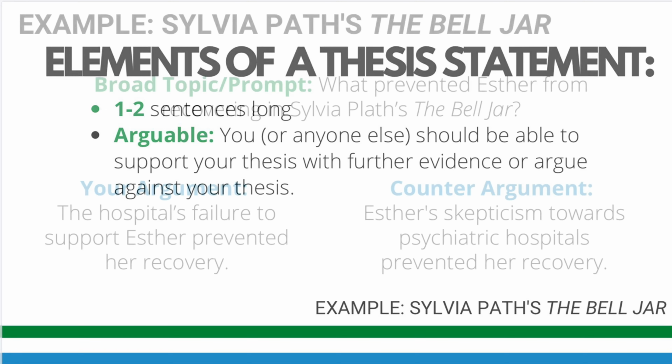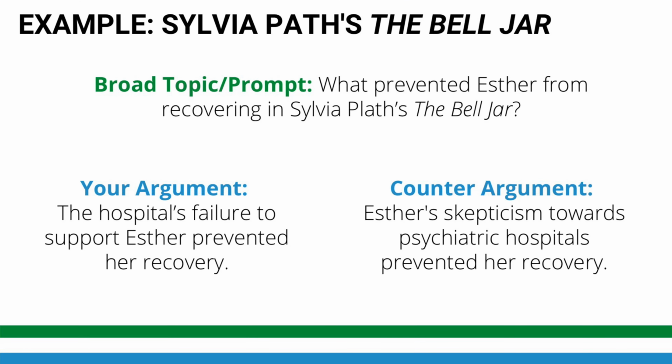For example, if we were to use the topic of what prevented Esther from recovering in Sylvia Plath's The Bell Jar, one could say that it was the hospital's failure to support her. However, it could also be argued that her skepticism towards the psychiatric hospitals prevented her recovery. Notice how both of these stem from the same book and topic, yet they are two seemingly different arguments.